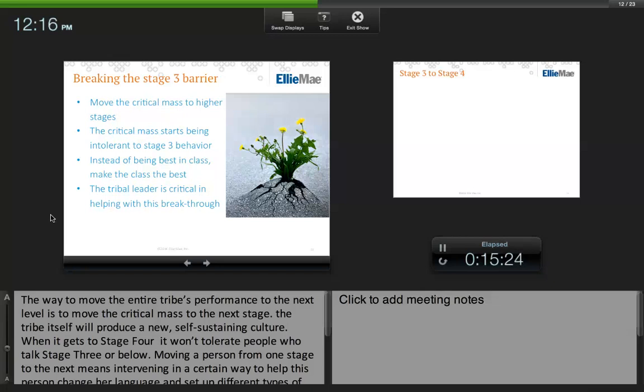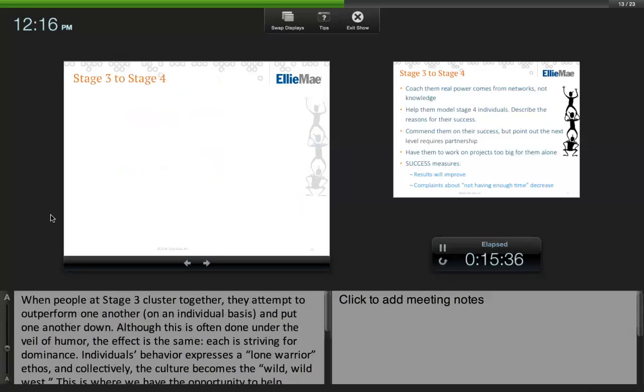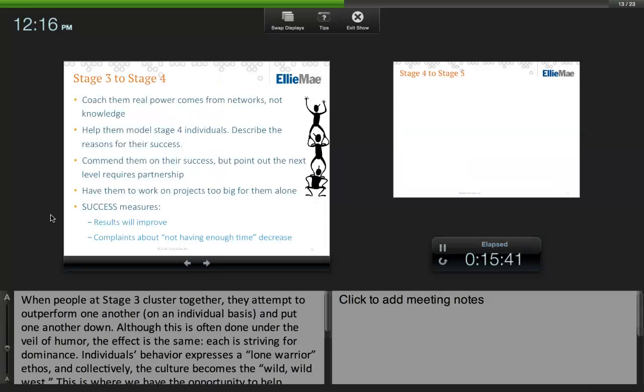I think that is a critical transition because a stage 3 team is made up of many talented individuals, but they're not gelling together. And the tribal leader is critical here in that breakthrough. The tribal leader is going to start coaching them that real power comes from networks, from groups of people, not by hoarding knowledge. You know, if you hold on to something, it's actually going to prevent you from being all you can be. And we need to help them model stage 4 individuals, right?